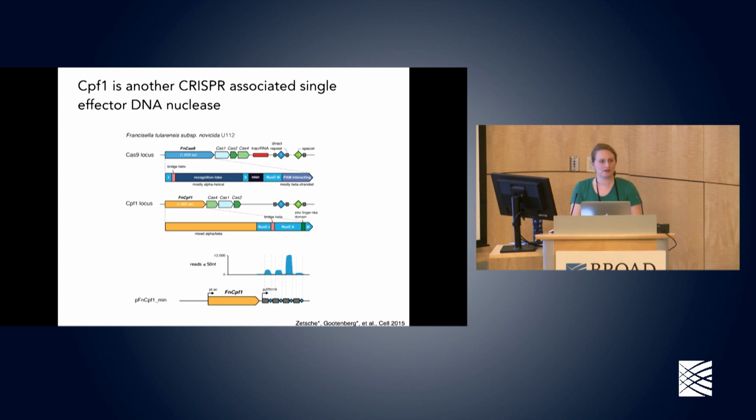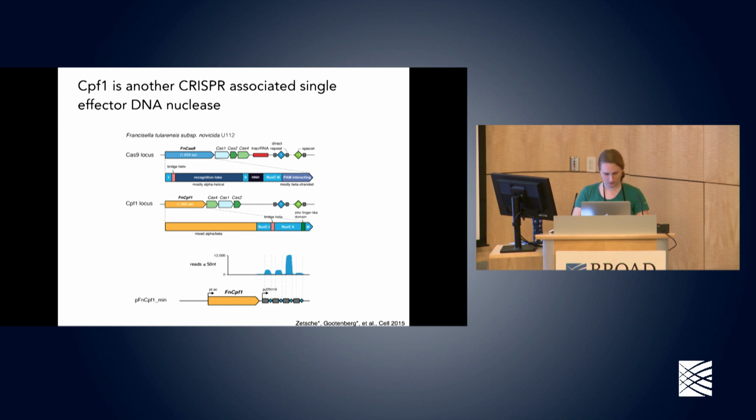So up until now, I've been describing Cas9, but there is another single effector DNA nuclease that has been recently described, and it's called Cpf1. So it is a completely different protein, but it also cleaves DNA. It has a RuvC domain. And another interesting thing about Cpf1 is that it's able to cleave its own CRISPR array.